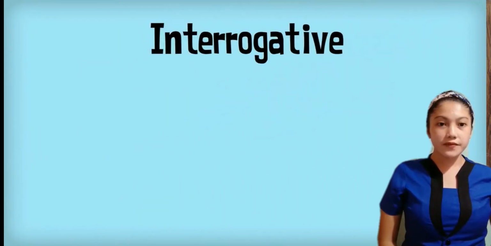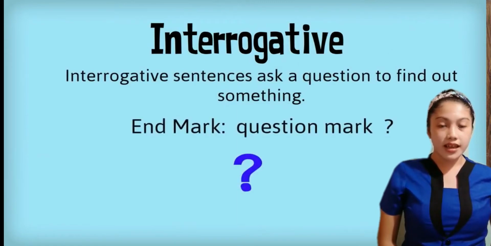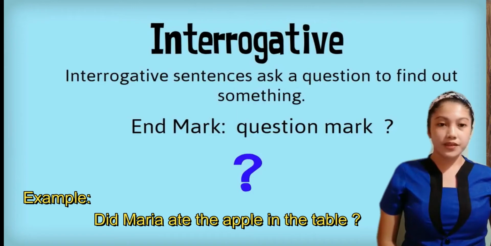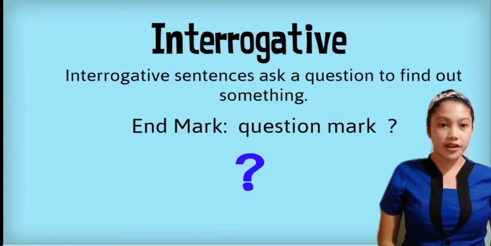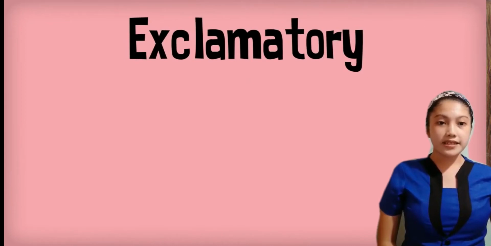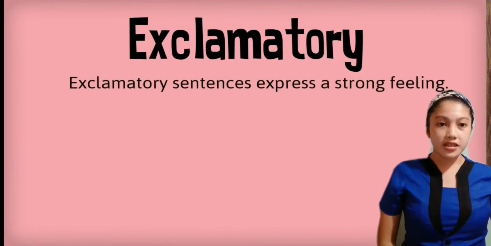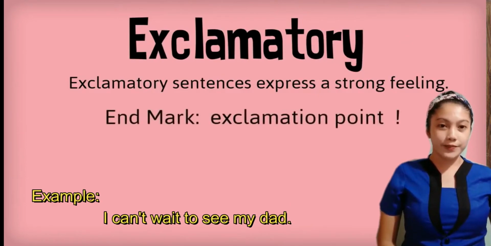The interrogative sentence, class, is a sentence with a question, or you ask a question. Example, did Maria eat the apple on the table? So, interrogative ends with a question mark. And the last, class, the exclamatory sentence expresses excitement or an emotion. Example, I can't wait to see my dad!